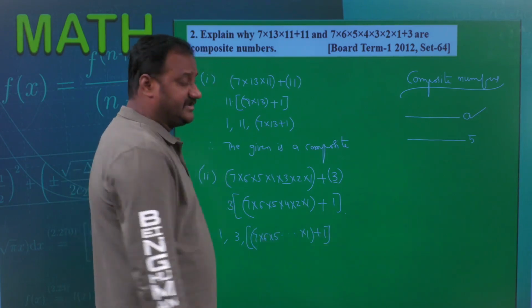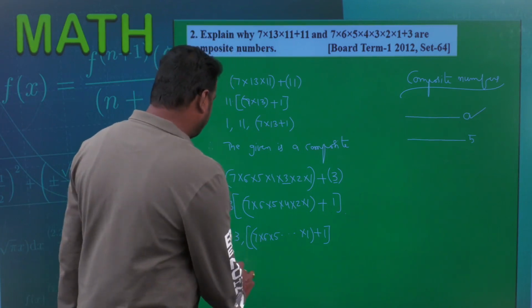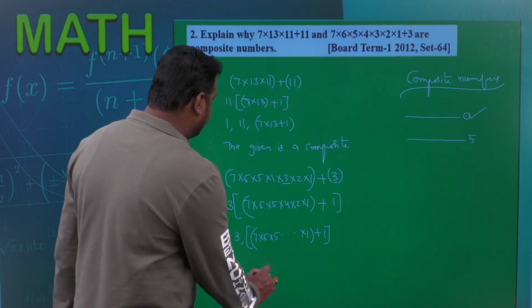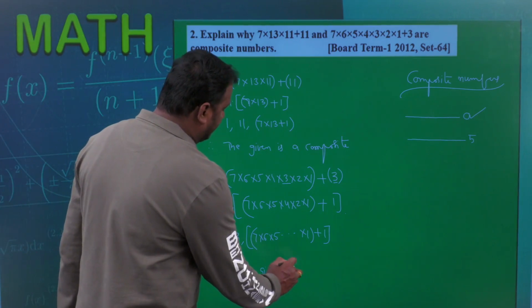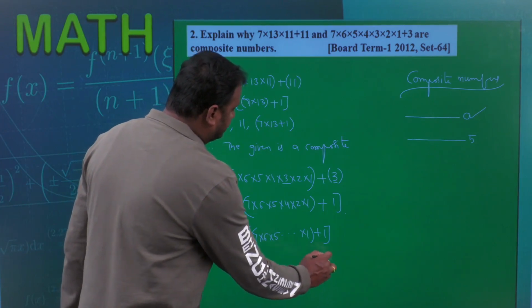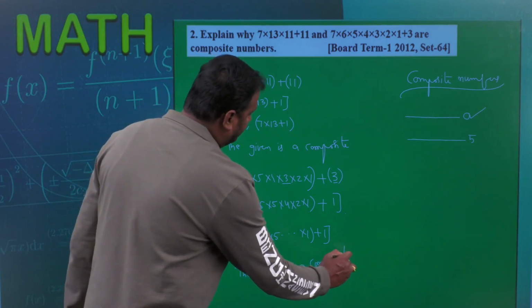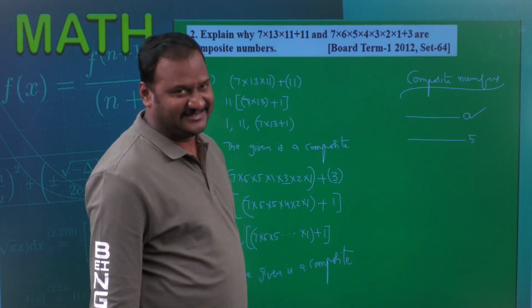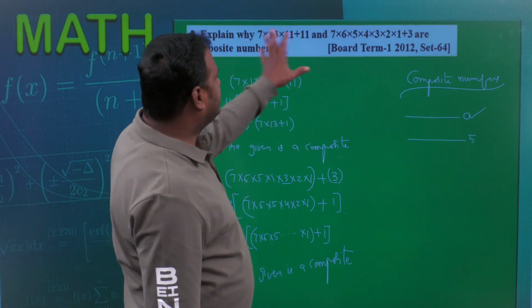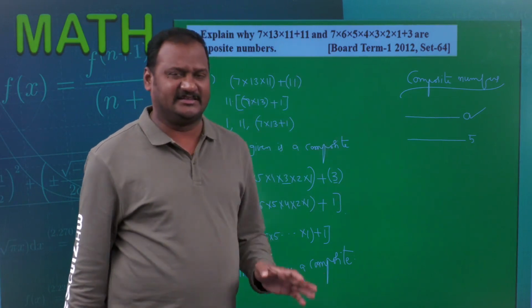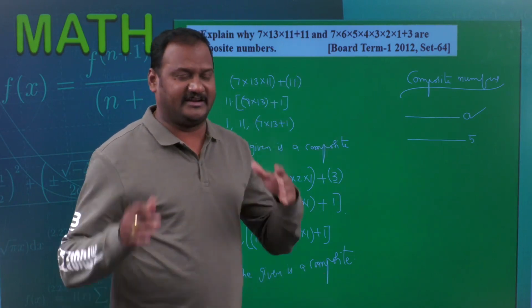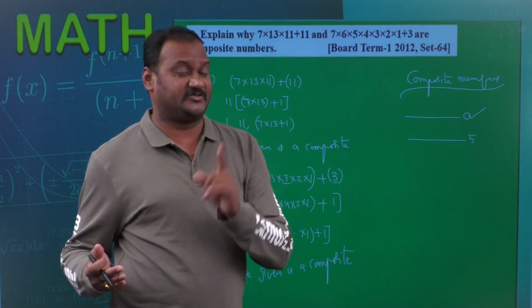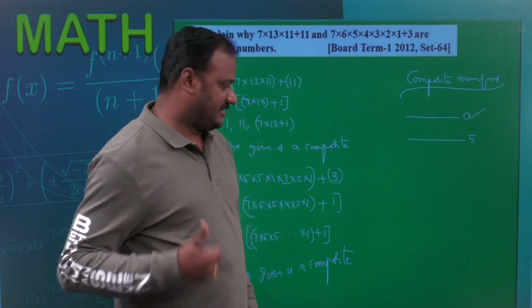So this number has a minimum of 3 factors. Therefore, the given number is a composite number. Hope you understand how to check whether it is a composite number or not, right? Okay, fine. See, these kinds of problems can be answered easily, but use your brain and go by the definition. So that's why the definition is more powerful, right?